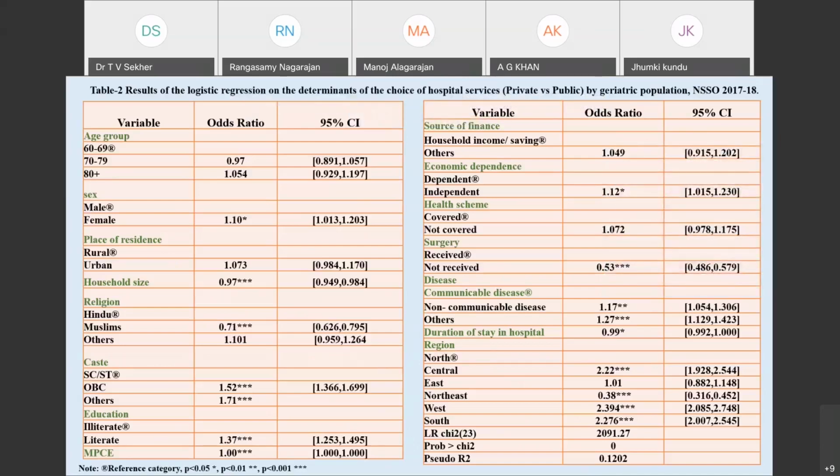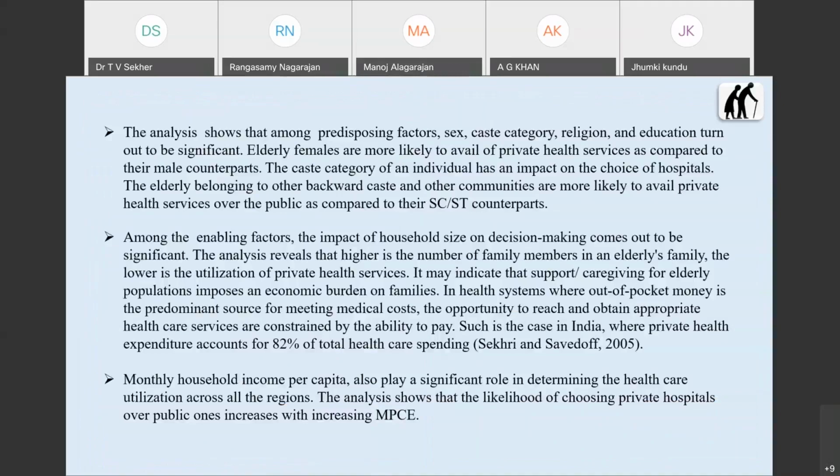From this logistic regression, we see that sex, place of residence, religion, caste, education, the monthly per capita expenditure of the individuals, economic dependence, the disease profile like communicable versus non-communicable, and the region play a significant role in determining the choice of healthcare utilization. So the analysis shows that among the predisposing factors, sex, caste category, religion, and education turn out to be most significant in determining the choice of healthcare of the elderly.